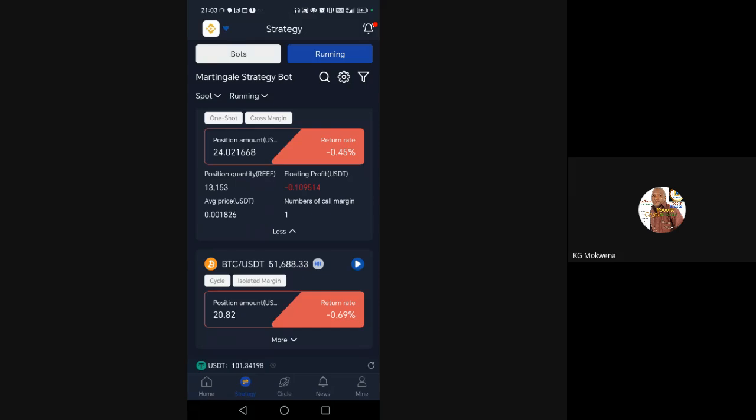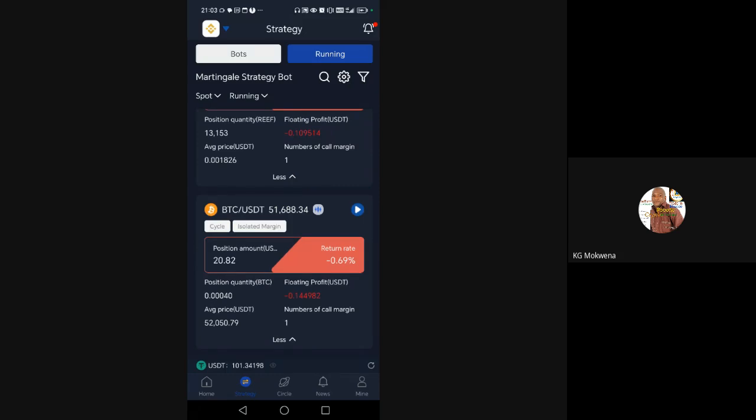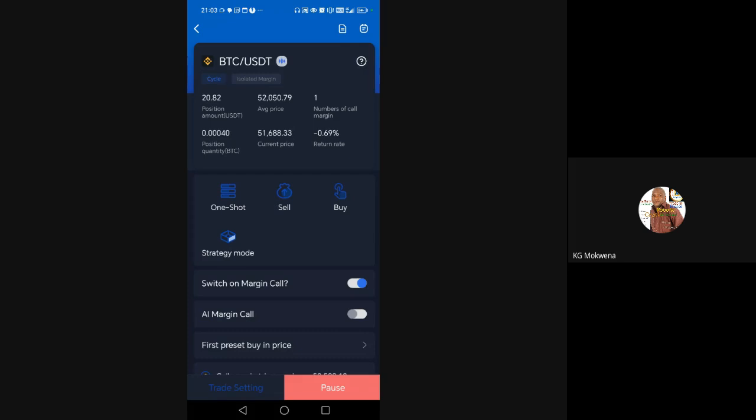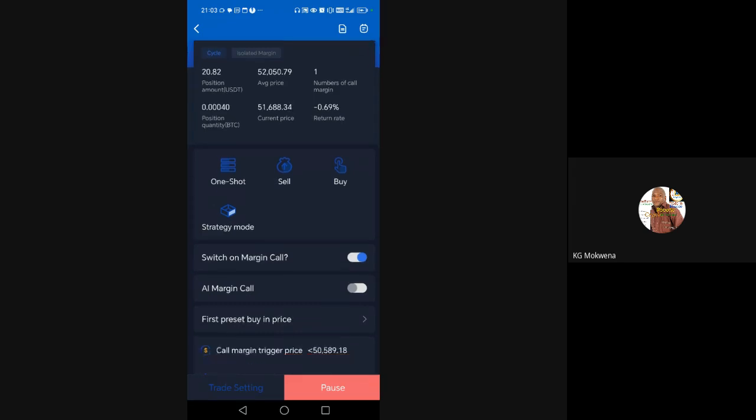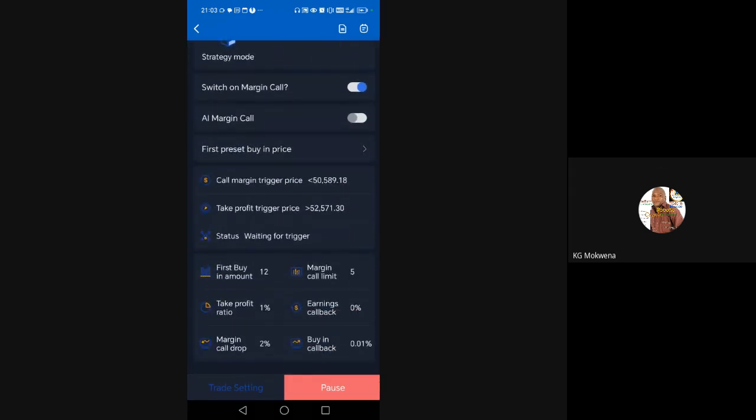I thought it was 1. Let's click on more. Click on more, and then click anywhere below the red button, I mean the red area, and then slide upwards so that we see the bottom part. So the take profit ratio is 1%. Which means the robot takes 1% profit. Immediately when the asset grows by 1%, the robot will be ready to collect profit.